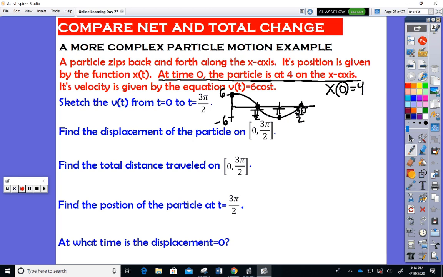Now, I know if I find the area under a velocity curve, I'm going to get position. We talked about that, or distance traveled. So let's see. Find the displacement of the particle. So this particular problem, if I want the displacement of the particle from 0 to 3 pi over 2, then I'm integrating technically 6 cosine t as is.